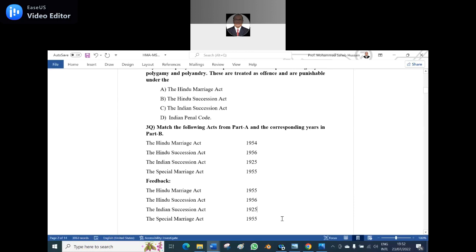Okay, now in the Acts, Saif Ali Khan married Kareena Kapoor. Which type of marriage is it? Special marriage. Dharmendra married Hema Malini. Which type of marriage is it? Hindu marriage. And Saira Banu married Dilip Kumar. Which type of marriage is it?